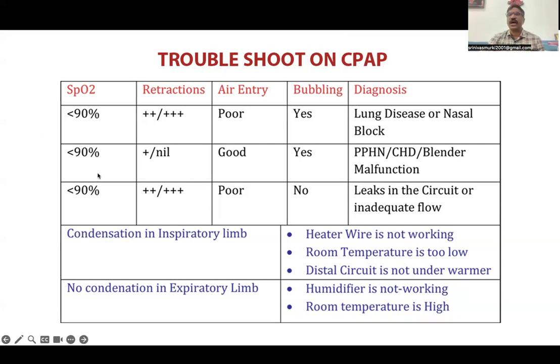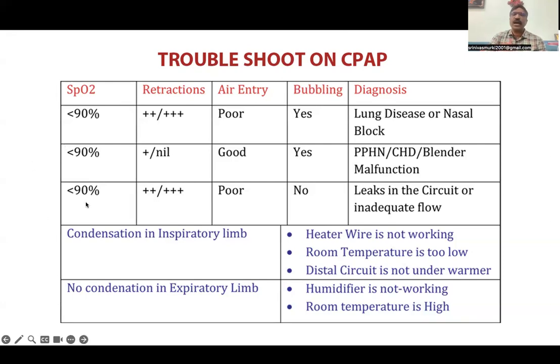There is hypoxia, no retraction. That means saturations are low, lungs are open. So what does it mean? You can look at air entry. Air entry is good, that means the pressure is reaching the lung. Bubbling is seen, so pressure is there in the circuit. Pressure is there in the circuit and reaching the lung, so lungs are open, but the baby has hypoxia. The problem could be non-lung disease. That means there could be heart disease or PPHN or a blender malfunction. You have set 50%, but the blender is giving only 21%, so you need to cross-check the blender.